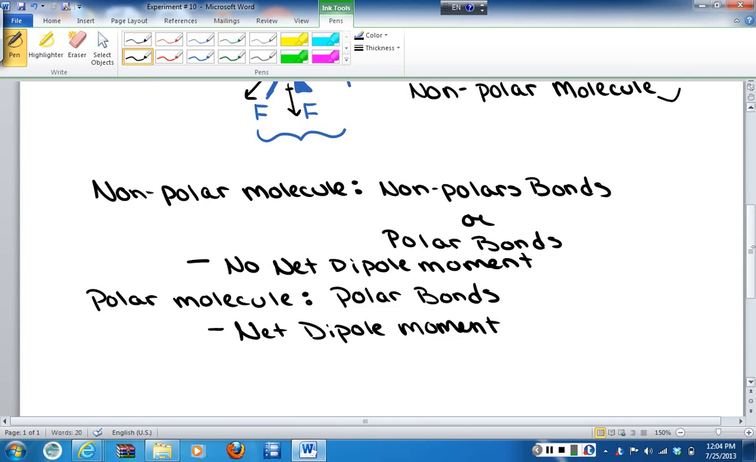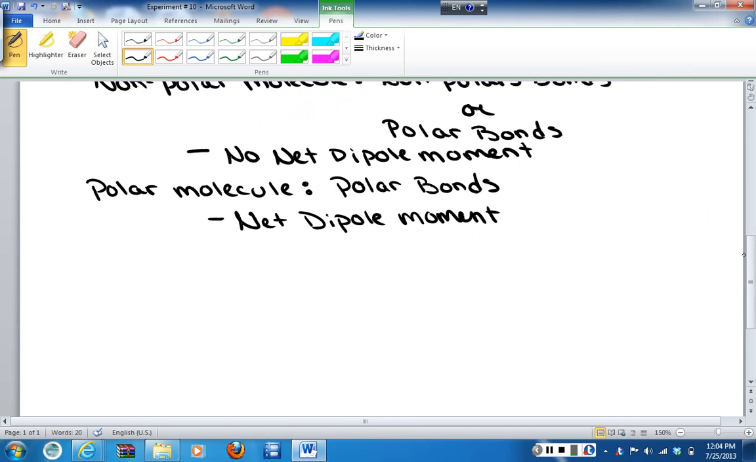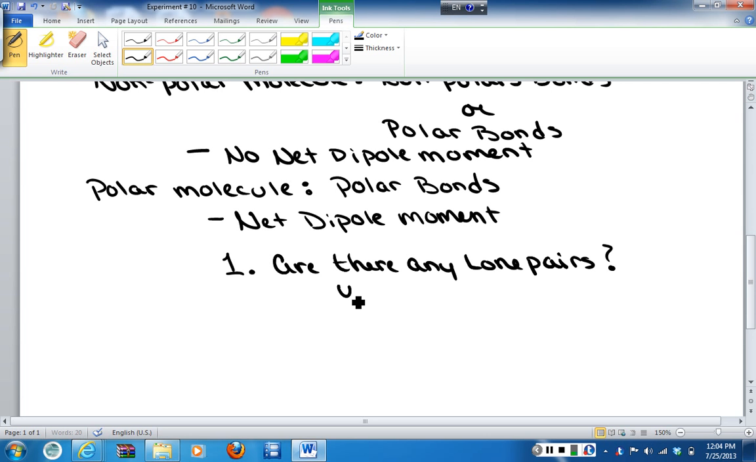Now, I mentioned that determining whether or not you have a dipole moment is difficult. So here are a few little tricks that will assist you in figuring out whether or not you have a net dipole moment. The first thing you want to do is look at the central atom and ask, are there any lone pairs? If your answer is yes, then you are a polar molecule. If your answer is no, you have to keep going.